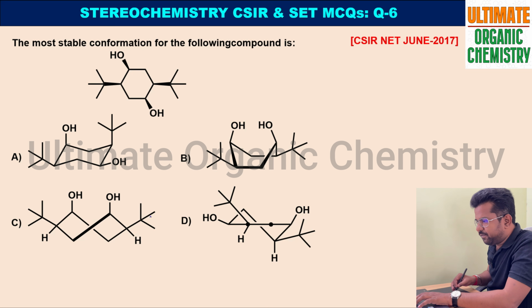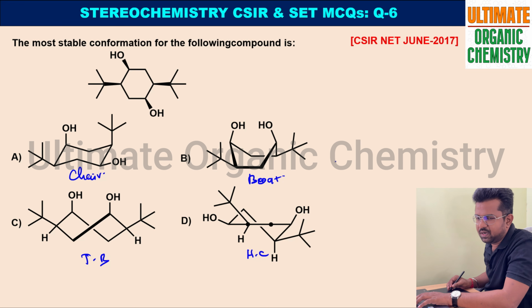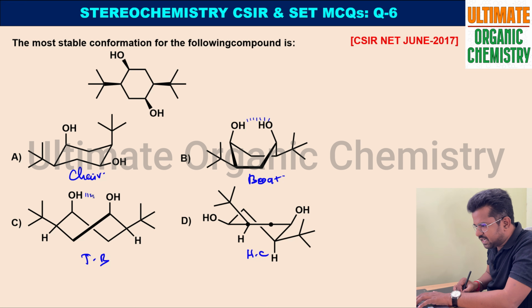They have given all the four forms of this compound in corresponding chair form. This is chair form, this is boat form, this is twist boat form, this is half chair form. Now we need to find out which form is more stable for the given molecule. Obviously when these two OH groups are present, you need to immediately look for intramolecular hydrogen bonding. In structure B, there is a possibility of intramolecular hydrogen bonding, and in structure C, there is a possibility of intramolecular hydrogen bonding. But in both forms, there will be torsional strain.